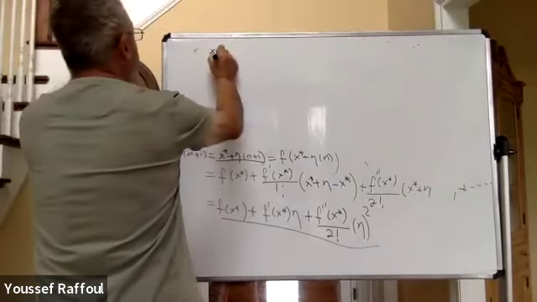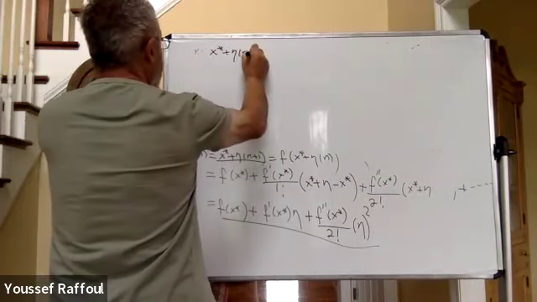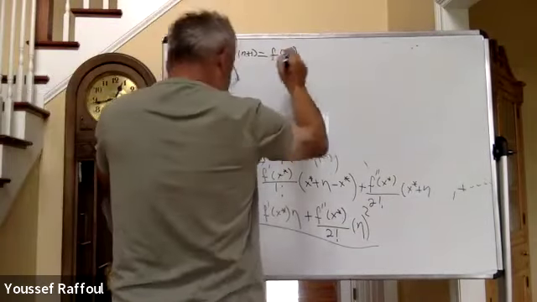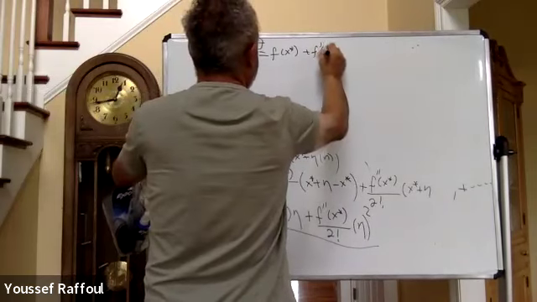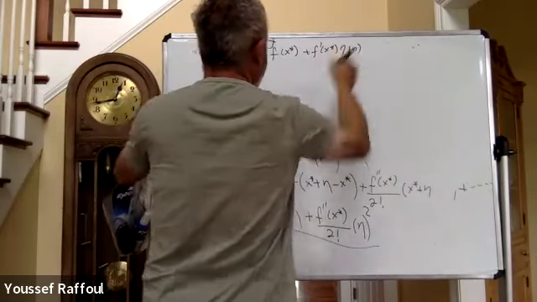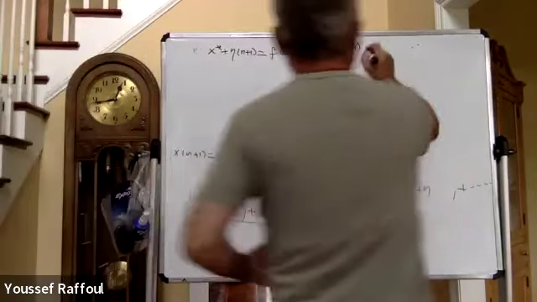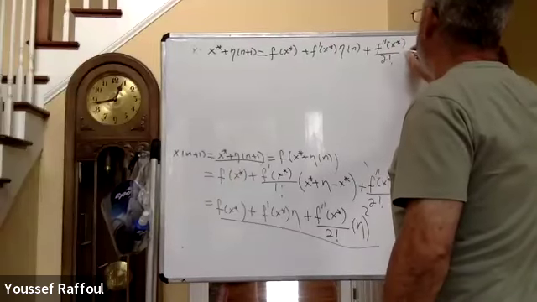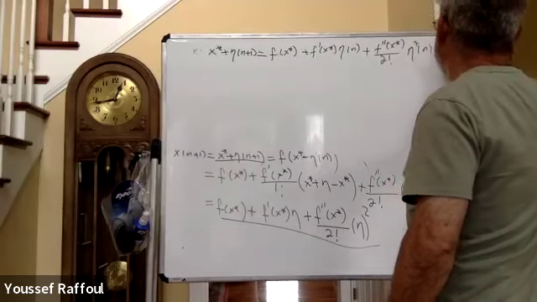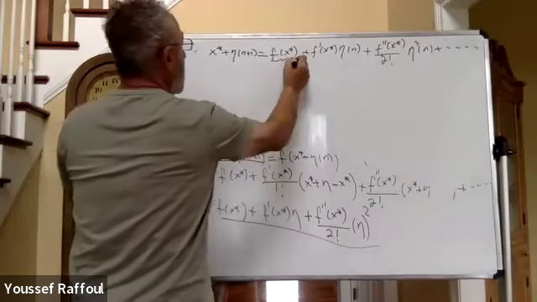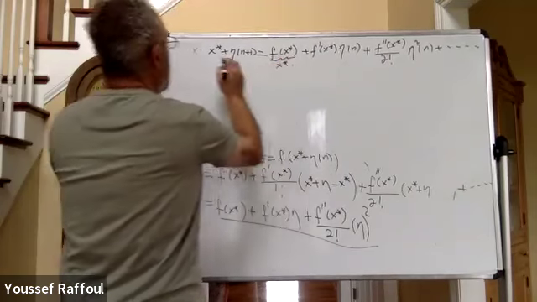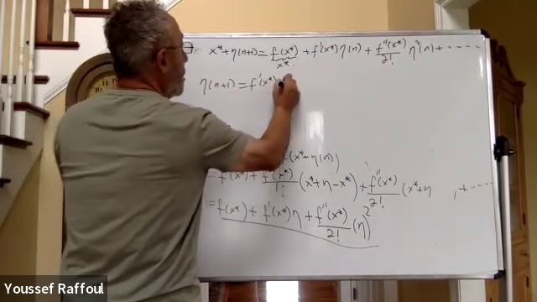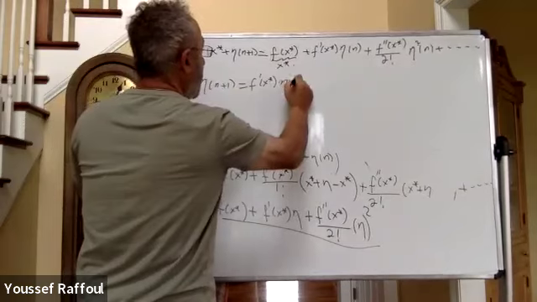So we have x star plus eta of n plus 1 equal to f of x star plus f prime of x star times eta of n plus f second of x star over 2 factorial eta squared of n. But this one is x star. So we have eta of n plus 1 equal f prime of x star times eta of n.